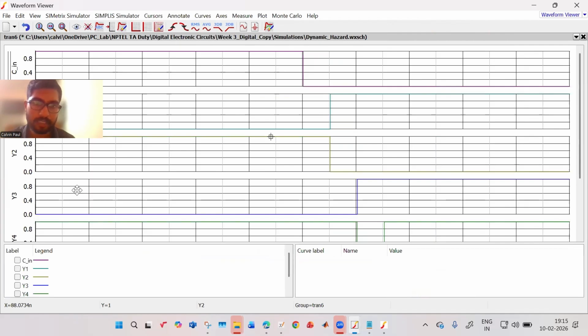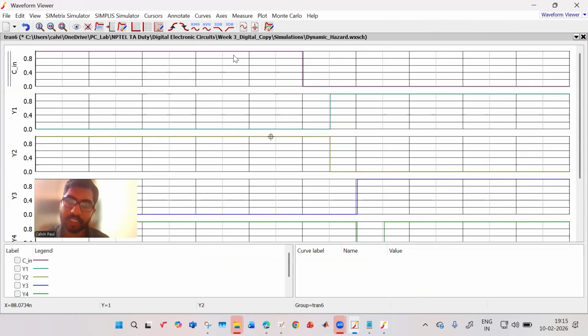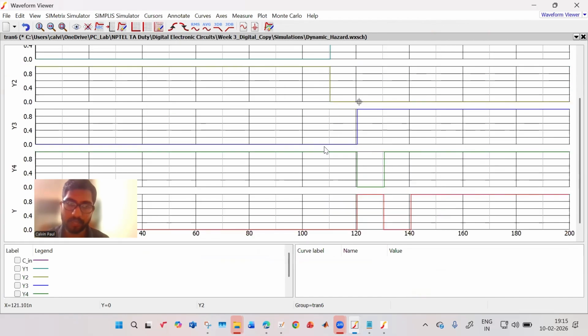So there are actually multiple stages. My input signal C has gone from 1 to 0. There is a delay because of the NOT gate. This also has gone delayed. This is further delayed. Y3 is further delayed. Y4 is again delayed. And because of these kinds of delays, your output goes high, low, and then finally reaches its desired operating point based on the truth table. But in between, there's this glitch, which was not supposed to happen. And this is not like either a zero glitch or a one glitch. There are more glitches. So that is known as a dynamic hazard.